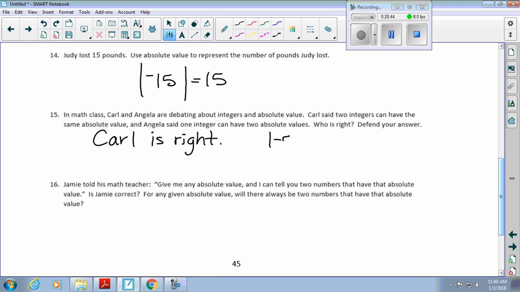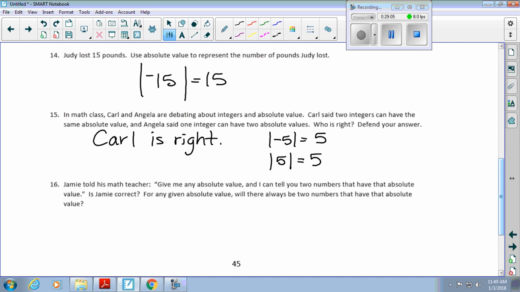All right, so Carl is correct, and then we can defend this by saying the absolute value of negative 5 equals 5. There's the absolute value of one integer. Here's the absolute value of another integer that happens to have the same absolute value, therefore proving Carl's point. So any number, again, and its opposite are going to have the same absolute value. All right?